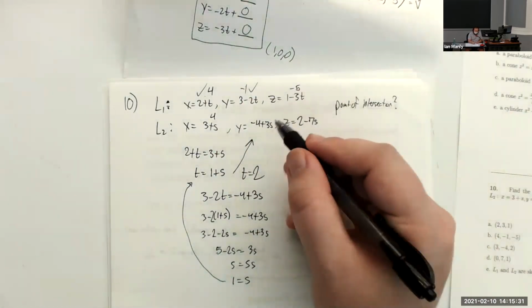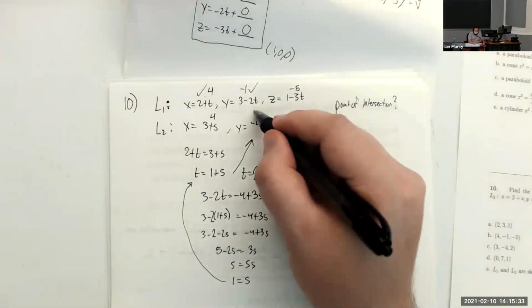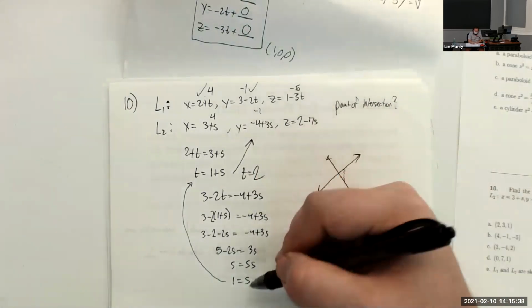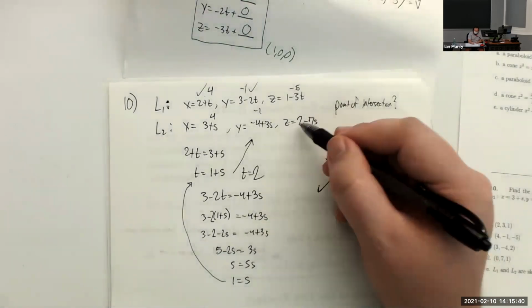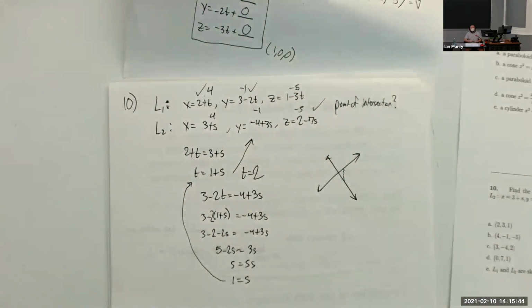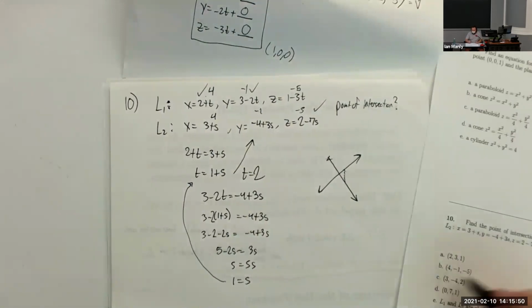I plug in S is 1 here, and I get -1. All right, it's drum roll time. It's time to see if this works out. We have S equals 1 in here. 2 minus 7 is -5. All right, wonderful. So they agree on all the X, Y, and Z values, meaning that 4, -1, -5 is going to be our answer. And thankfully, that shows up as one of our answer choices here.